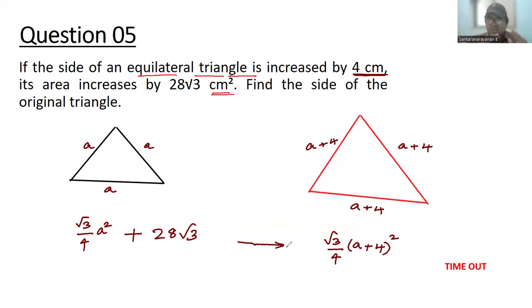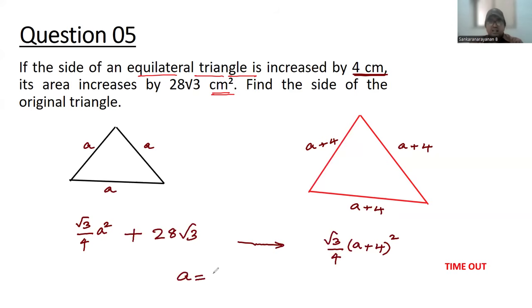Root 3 by 4 a square, the original area, increases by 28 root 3. So root 3 by 4 a square plus 28 root 3 is going to give you the new area, that is root 3 by 4 into a plus 4, the whole square. Once you get this equation, it's just a matter of solving it and getting the value for that a. That solving part I'm going to leave to you. If you want help, let me know.